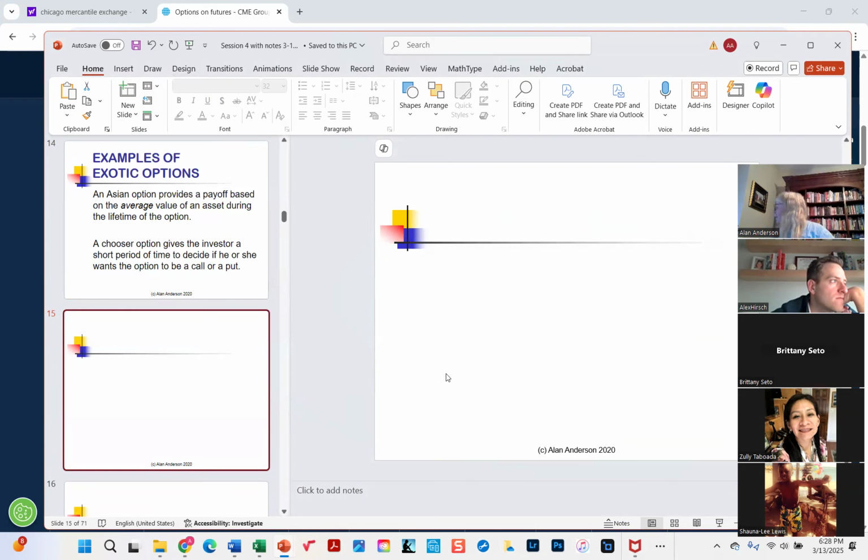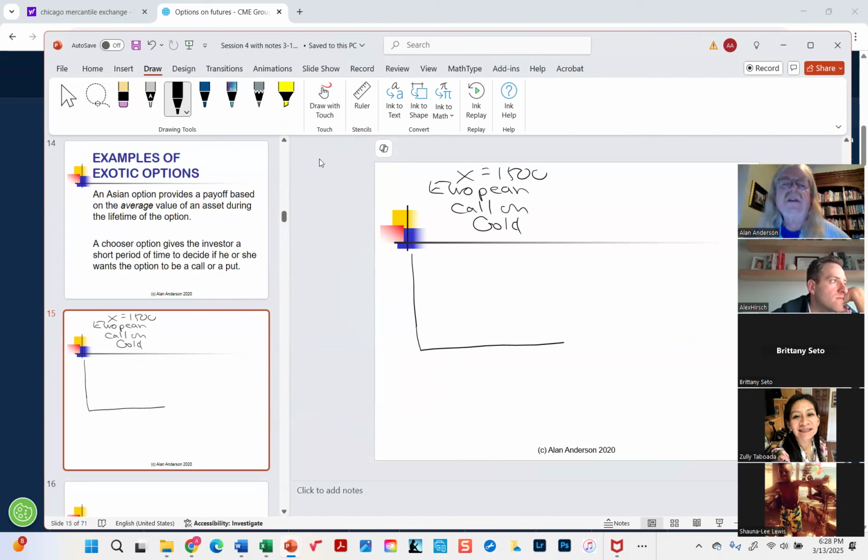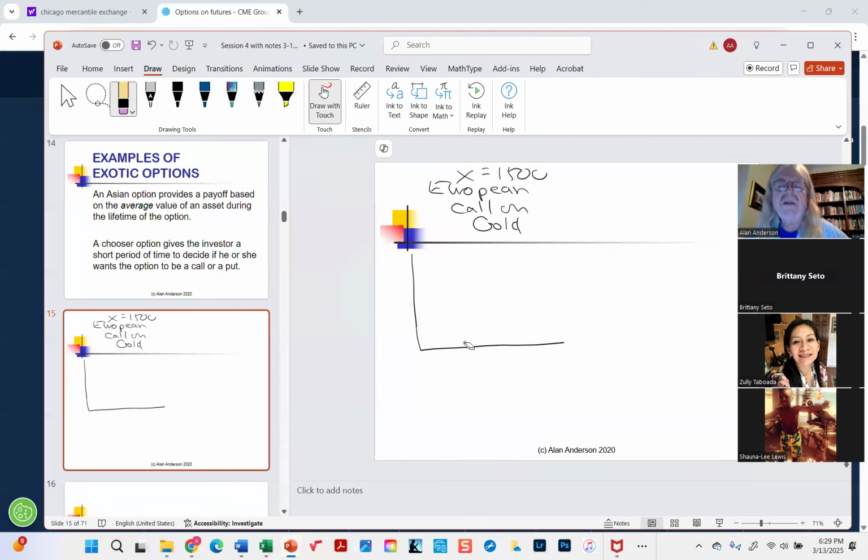you've got a European call option, okay? And so what happens is, let's say you decide to buy a European call option on gold. But the strike is $1,500, let's say. So what happens is, let's say this chart represents the evolution of the gold price over time.